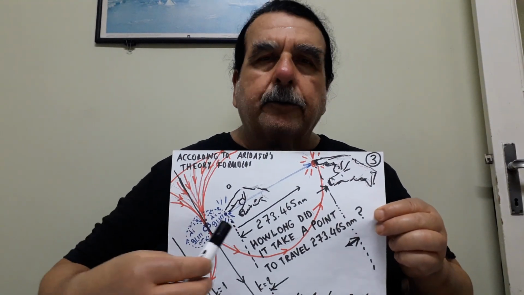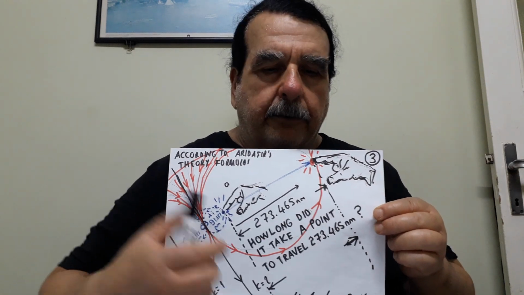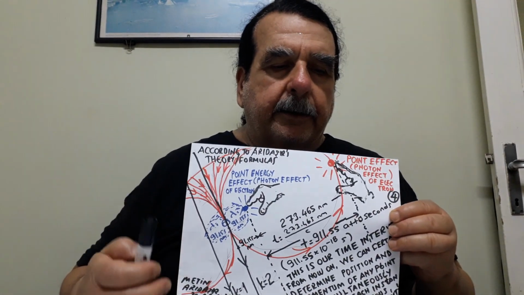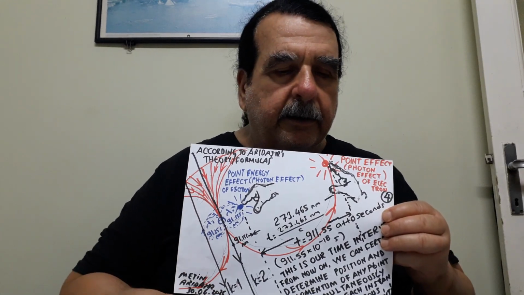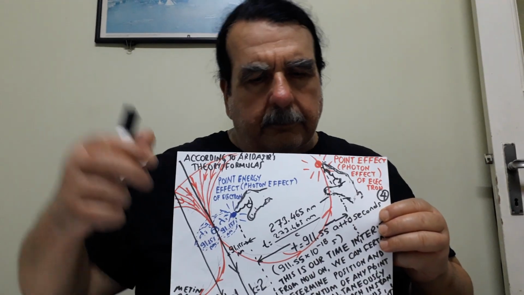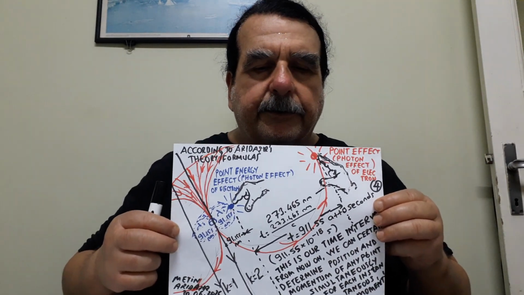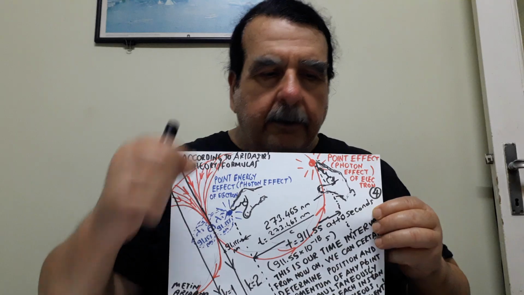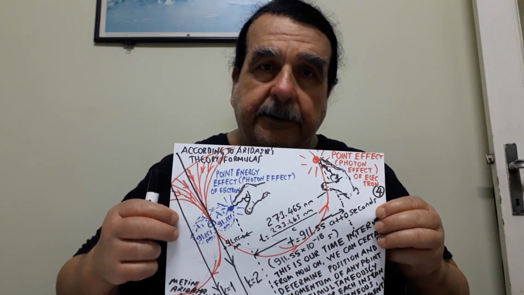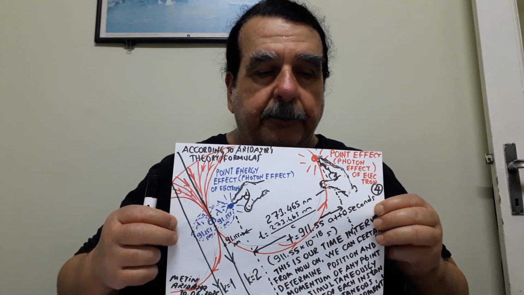3. How long does it take a point to travel 273 nanometer? 4. Here, I hope you see 4. Time equals 273 nanometer divided by speed of light, 911 point attoseconds. This is our time interval. From now on, we can certainly determine position and momentum of any point simultaneously for each instantaneous moment.